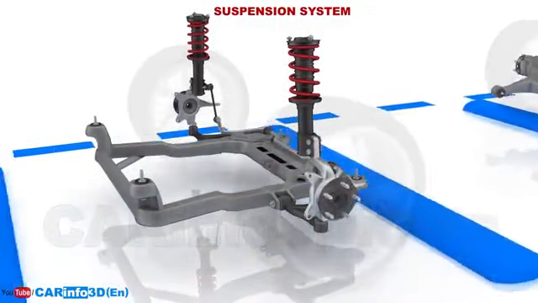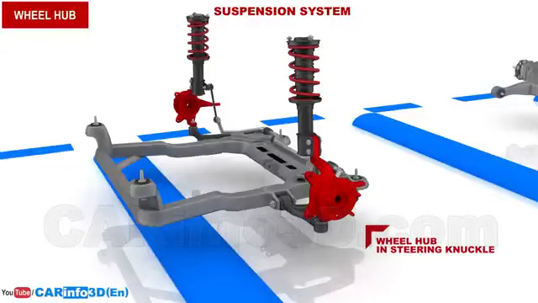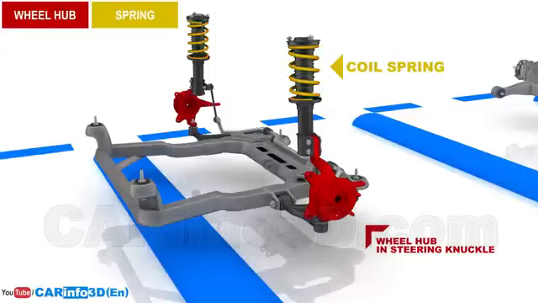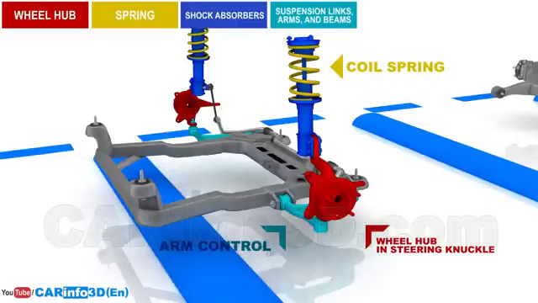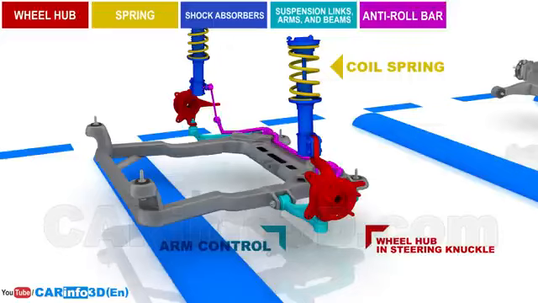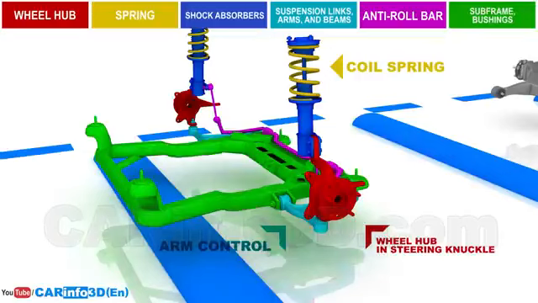The suspension includes the wheel hub. This is a wheel hub mounted on a steering knuckle. The spring, a coil spring in our case. Shock absorbers. Suspension links, arms, and beams. This type of suspension has an arm control and a shock absorber that performs an additional function of the suspension arm. The anti-roll bar. The subframe and bushings.